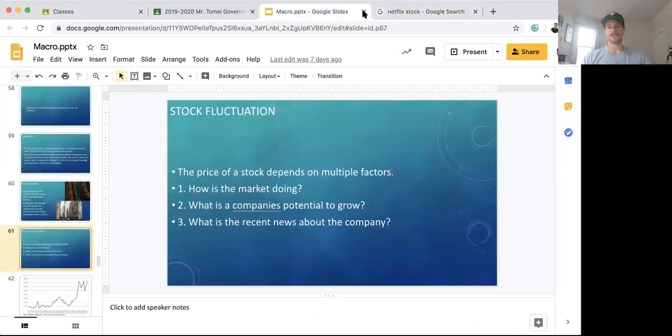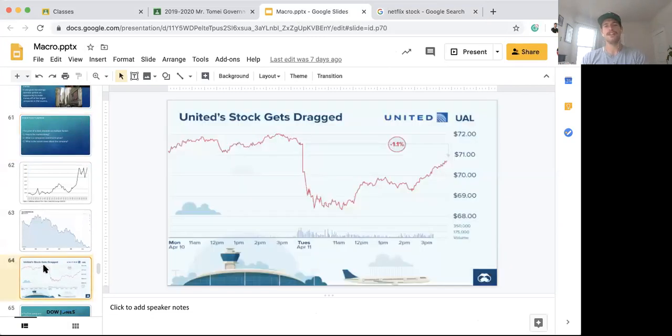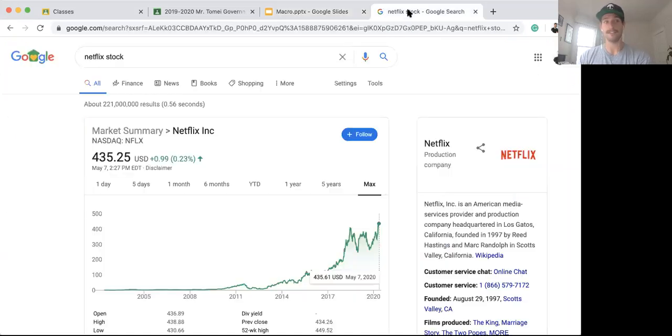The last one is, what is the recent news about the company? When I first started teaching this unit, I looked at, I don't know if you guys remember this, when the Asian doctor got dragged off that United airplane, I think by the flight attendants and the air marshals, and it looked really bad for United. And so their stock dragged and tanked.